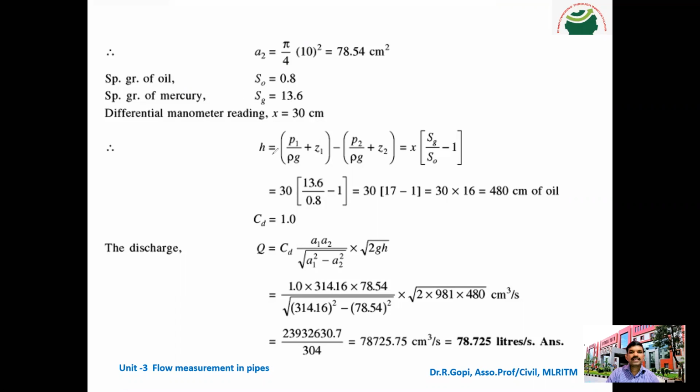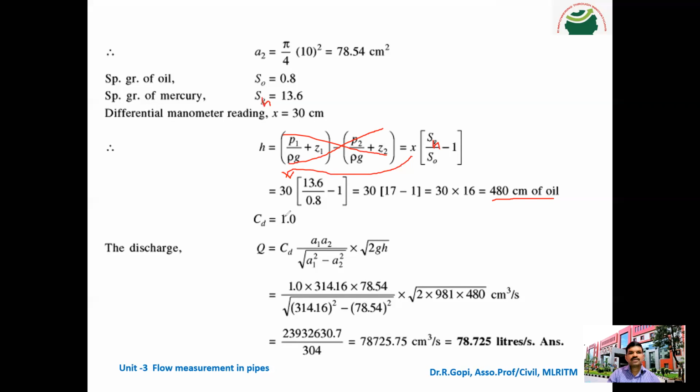Okay, now H, what is the formula? See, these are all unnecessary formulas. You don't consider this one. So we know the standard formula. H is equal to x into (SH by S naught minus 1), either SH or SG, so keep it as SH. What is x? The x value given in the question is 30 centimeter. So this is your x 30 centimeter, SH 13.6 and S naught 0.8, minus 1. So we get an answer of 480 centimeter of oil. So this is the difference in the pressure head given by the manometer.